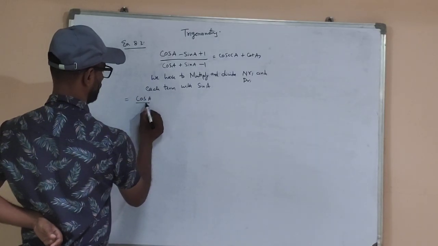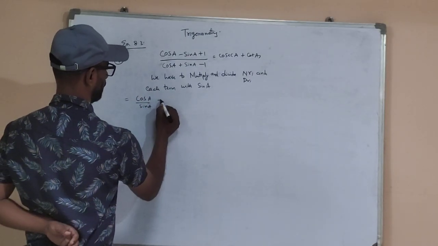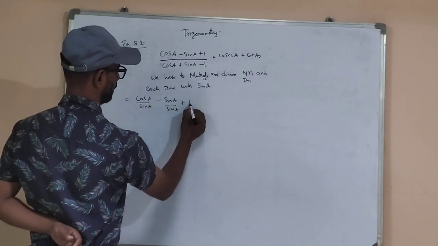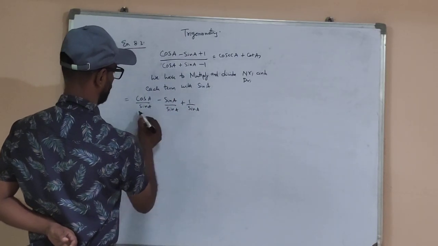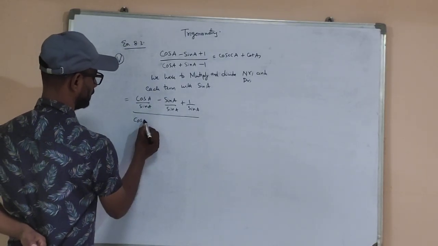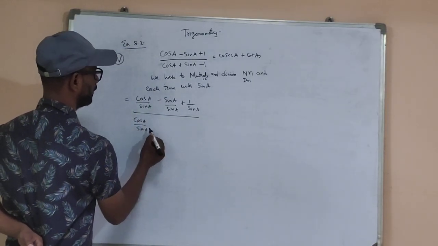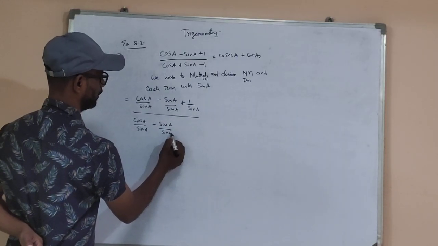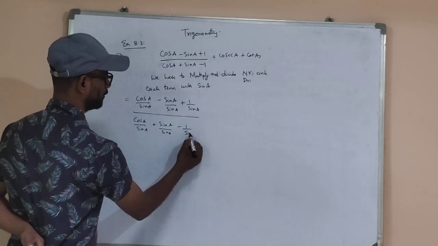cos A by sin A minus sin A by sin A plus 1 by sin A, by cos A by sin A plus sin A by sin A minus 1 by sin A.